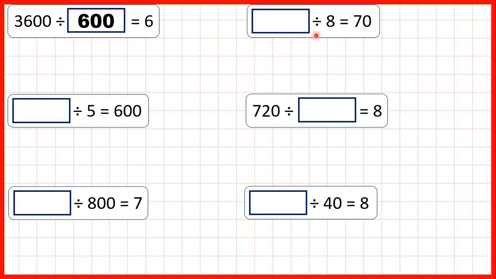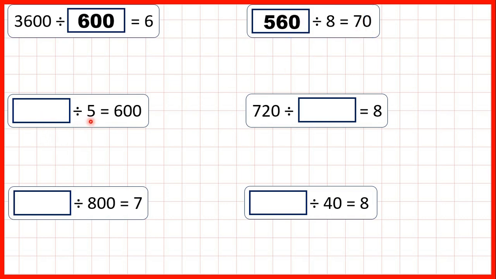Now, what divided by 8 equals 70? Well, 56 divided by 8 is 7, because 7 times 8 is 56. But here we have an end zero in our quotient. We don't have any end zeros in our divisor, so there must have been an end zero in our dividend. 560 divided by 8 is 70, because 56 divided by 8 is 7, and if we have an end zero in our dividend which we've not been able to cancel, we will have an end zero in our quotient.